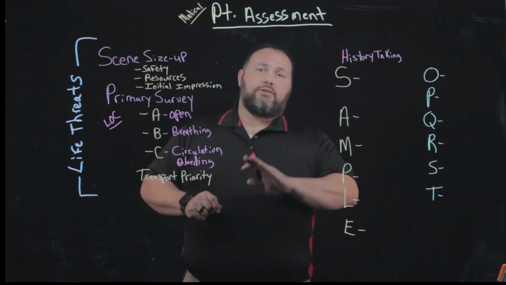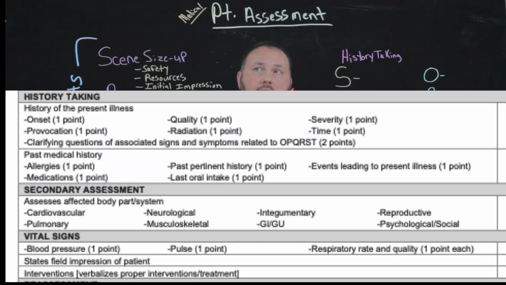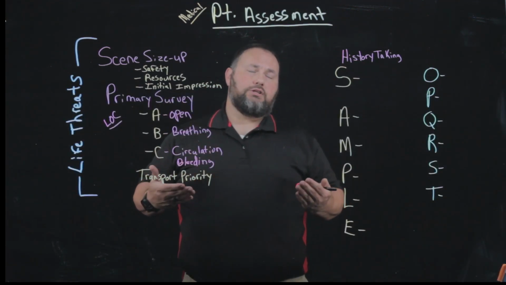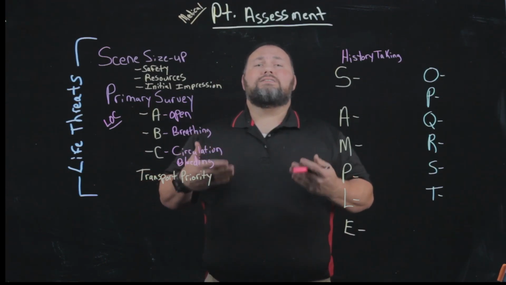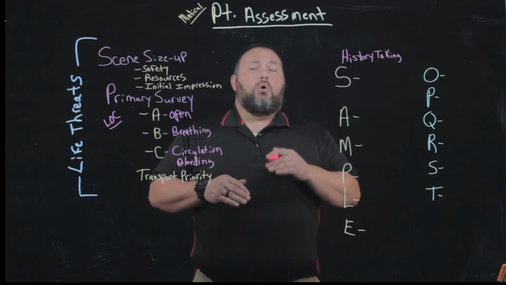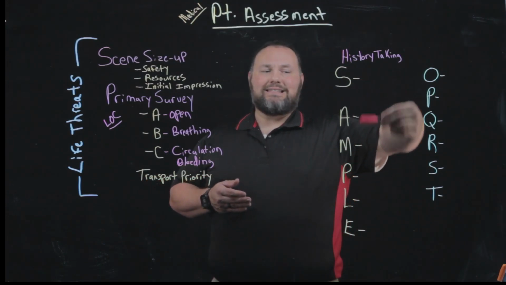Then we move over into history taking. This is where we deviate slightly off from the trauma assessment. So in history taking, now we want to know what's going on. What's the history of present illness? You will hear that HPI, history of present illness. What is going on today? We want to do that through a sample history. We call it a sample history.